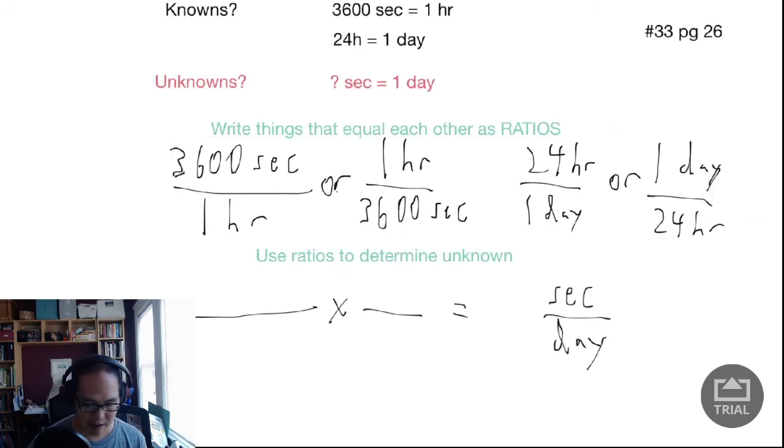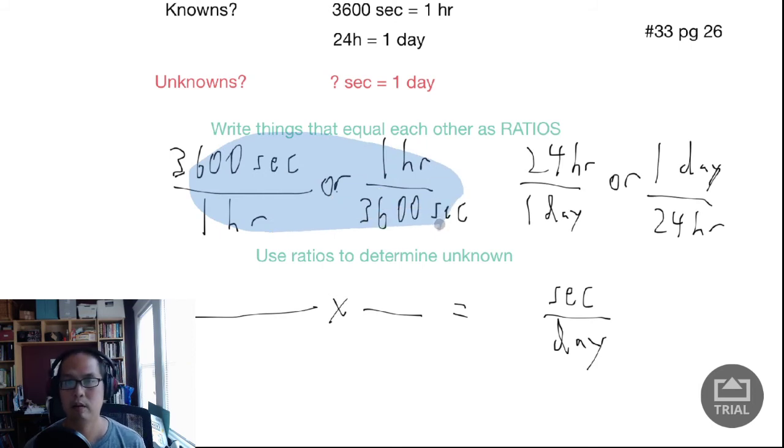Let's take a look at seconds per hour. Notice that in the answer, seconds is in the numerator. It's on top. So the question is, do you want to use 3,600 seconds per hour or 1 hour per 3,600 seconds? Which one is going to get us our seconds on the top? I'll give you a second to answer that in your head.